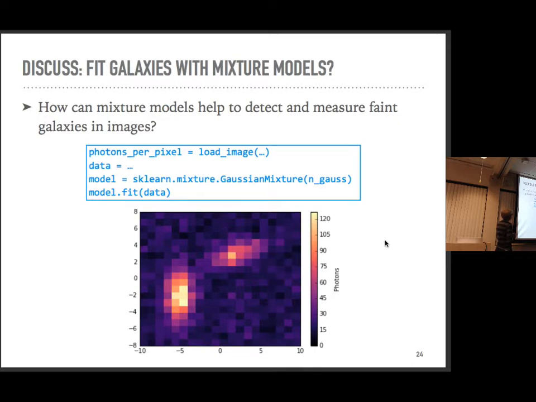So in particular, let's say we've got some function load image, and it's going to give you a two-dimensional array, which tells you the number of photons detected in each pixel. So how would you take that information, the number of photons per pixel, and turn it into some data that you could feed into a Gaussian mixture model fit? A 1D array with the number of entries being the number of pixels.